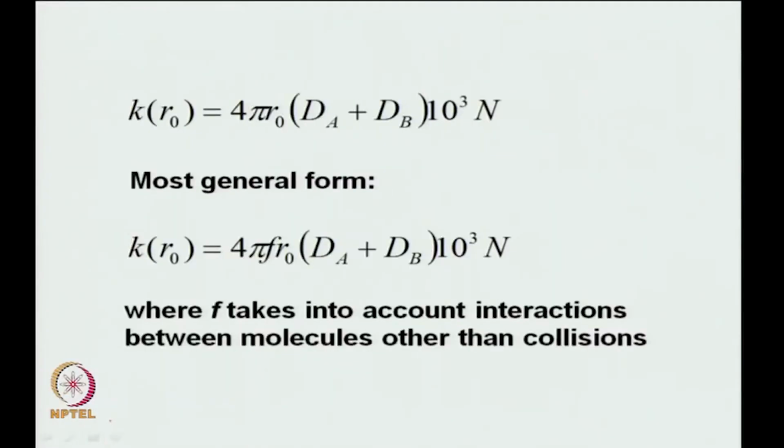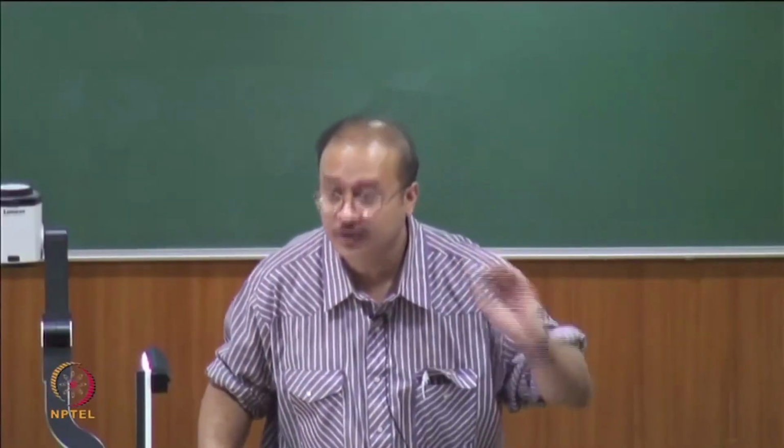So, that is then finally the most general form, where K of R 0 is 4 pi f R 0, I will tell you what f is, times dA plus dB times 10 to the power 3 times n. Now, what is f? We will not go into much detail with regards to f, but f is a certain factor which is different from diffusion. See, what we are considering here is only diffusion, right.